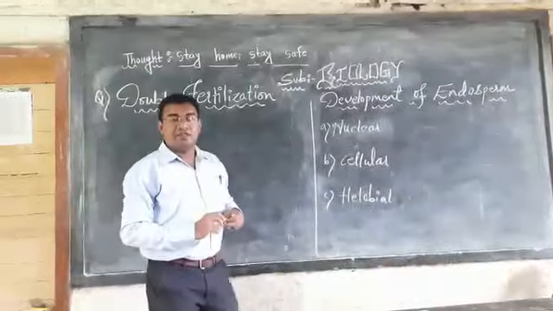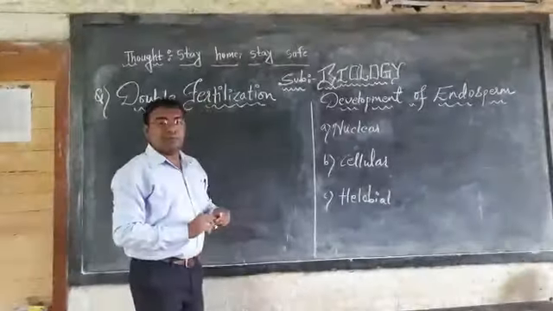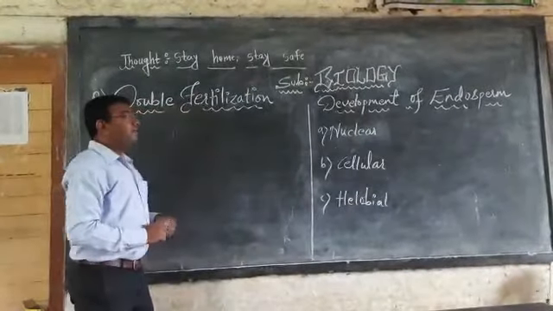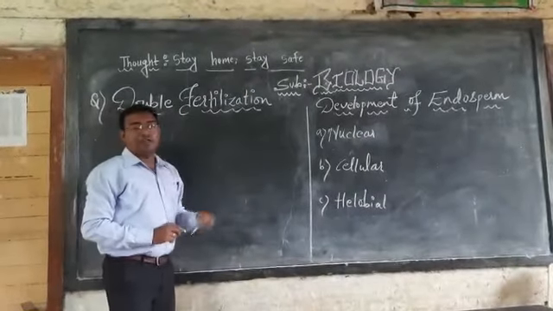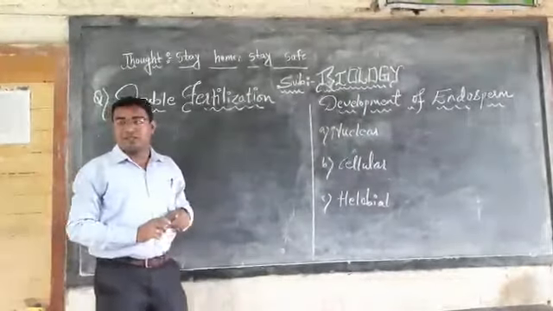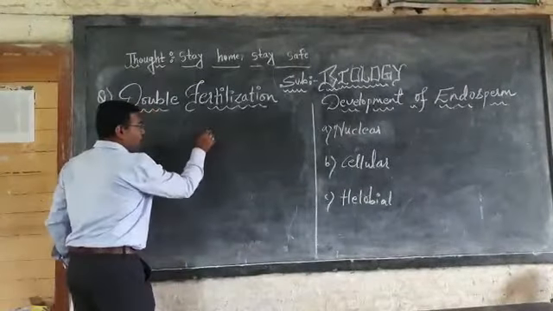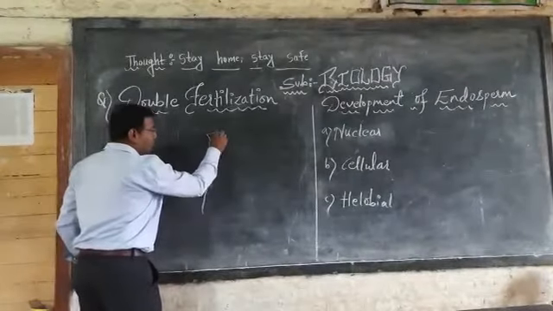Today here we are with again a new video of biology standard 12. Our topic today is development of endosperm. But before we start with development of endosperm, we will have a recall of double fertilization. In the previous lecture, we have seen double fertilization takes place in an ovule.